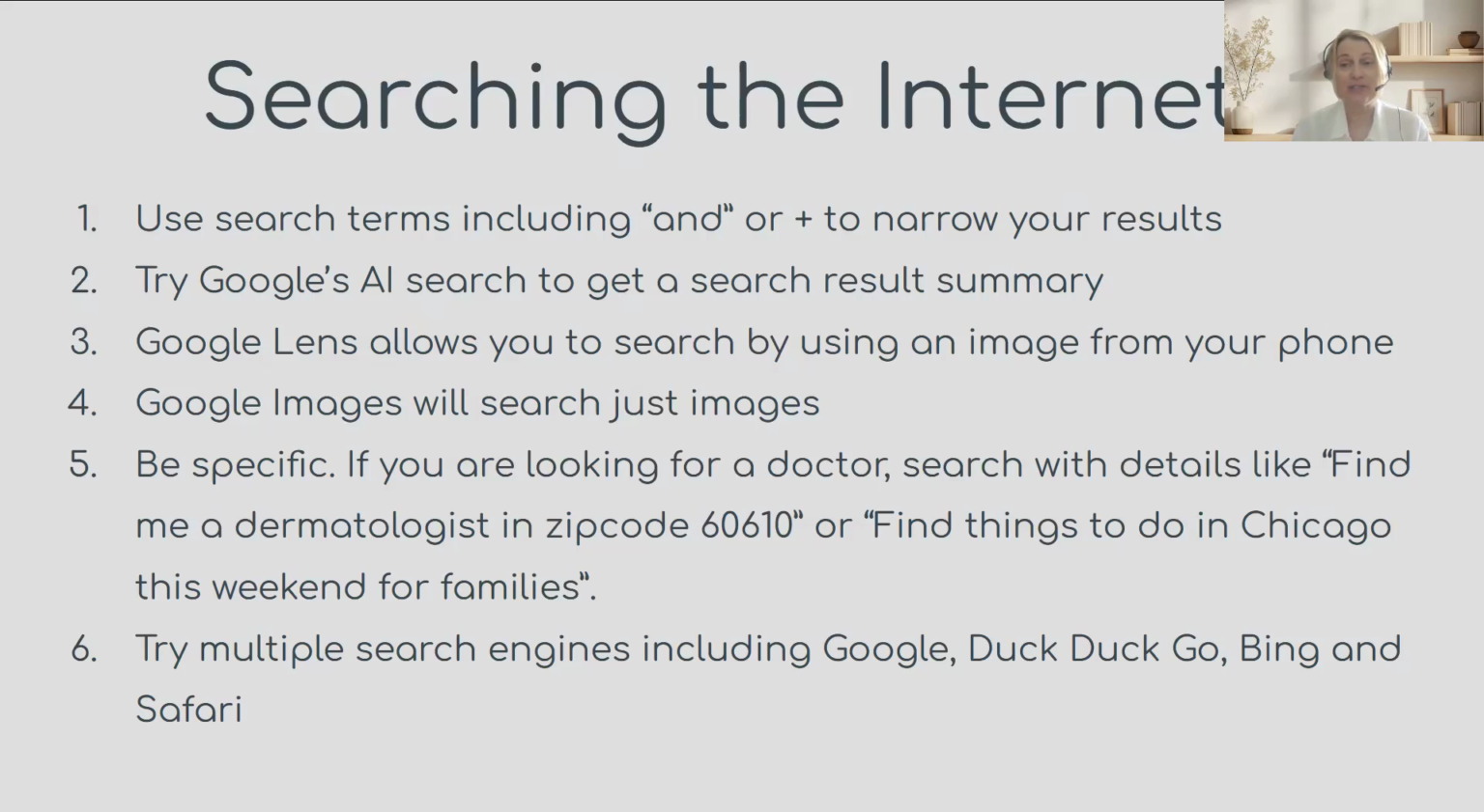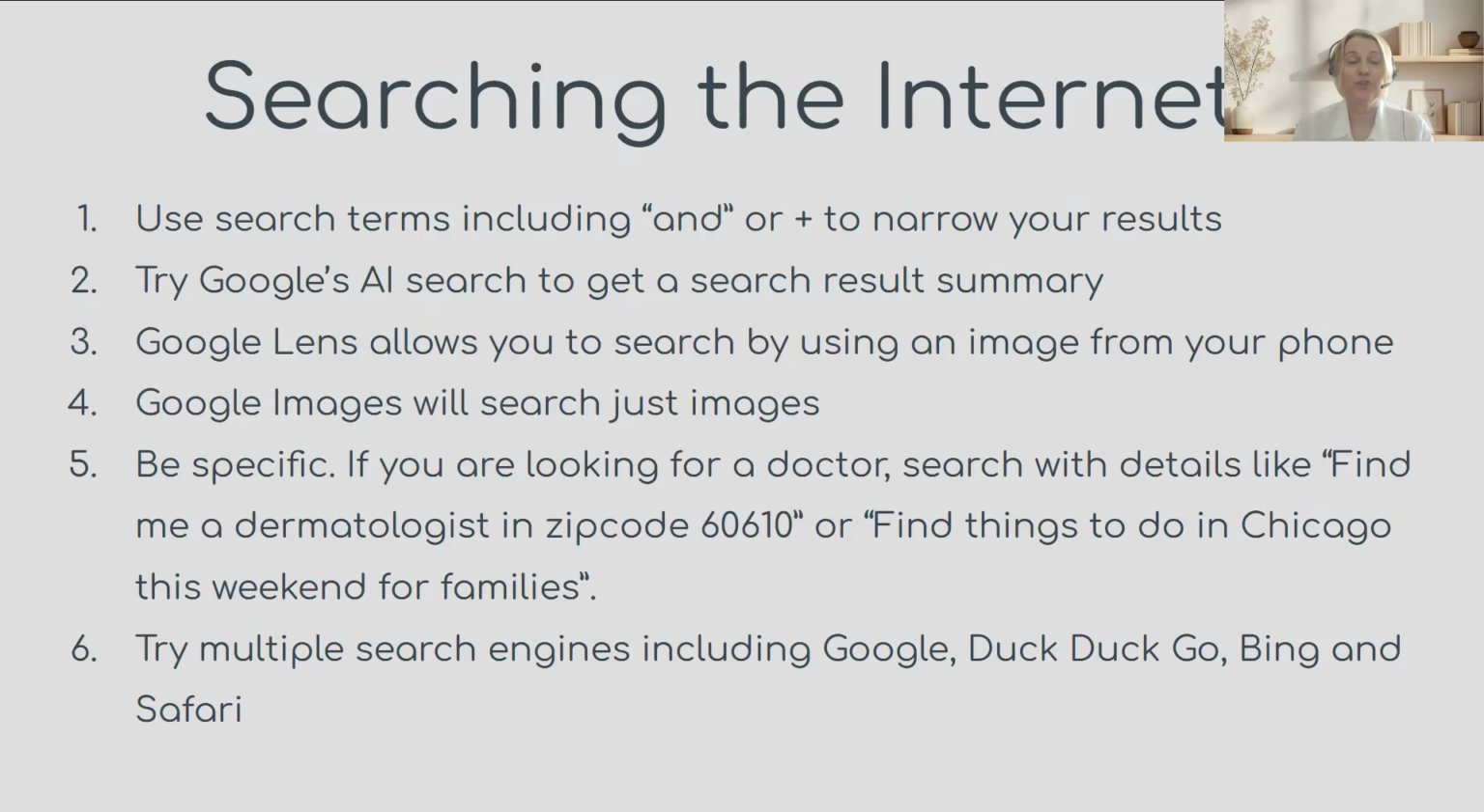Because just typing in something like Chicago into a search engine like Google could give you many, many different results. It could give you Chicago news, it could give you Chicago websites, it could give you Chicago sports information. But by narrowing down your search results using the word and or using the plus sign will help Google find more specifically what you're looking for.